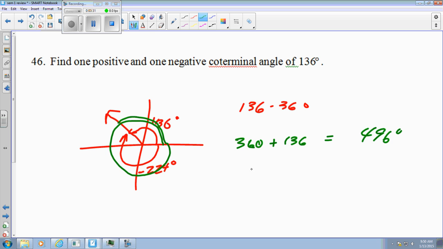If I want to give you all of them, then I would say 136 plus 360n. If your n is negative 1, you get the negative 224. If it's positive 1, you get this one, and so on and so forth.